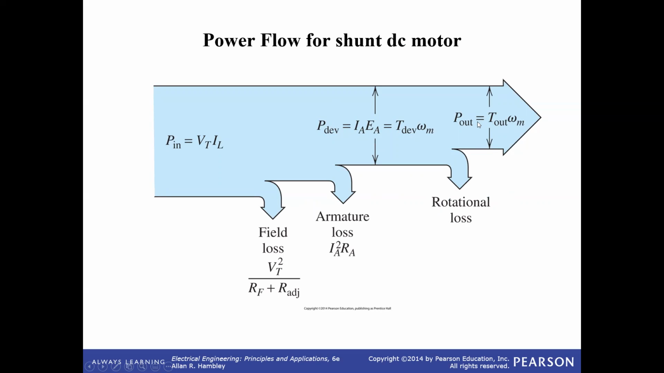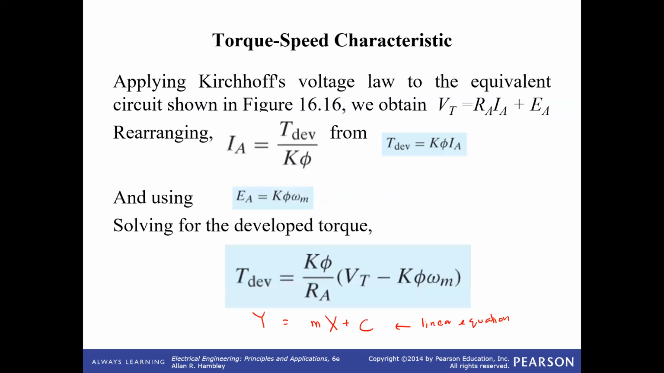As you can see, the torque output and the torque developed before the rotational loss are different, but the speed is assumed equal. So that is for the shunt DC motor. And this is the torque speed characteristic of the shunt DC motor.